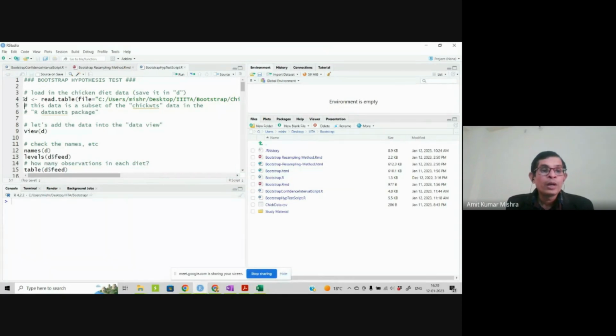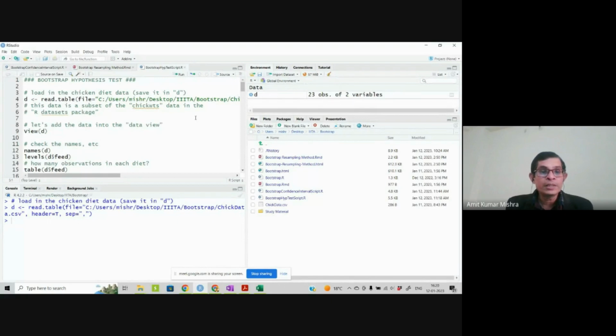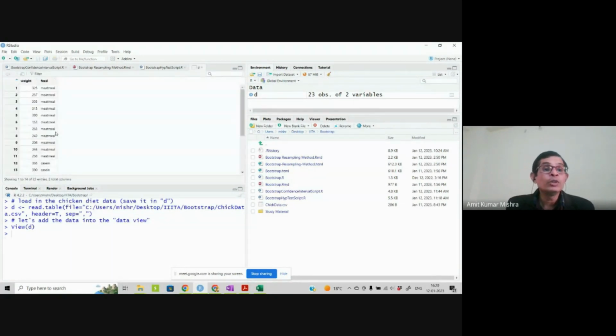Now you just run this command. Your data is saved into D. Now if I want to view how the data looks, you can see the data looks like this, weight column-wise and feed. This is your data.